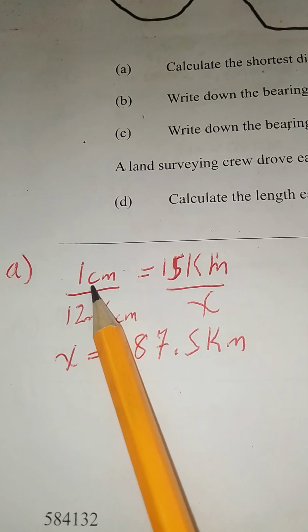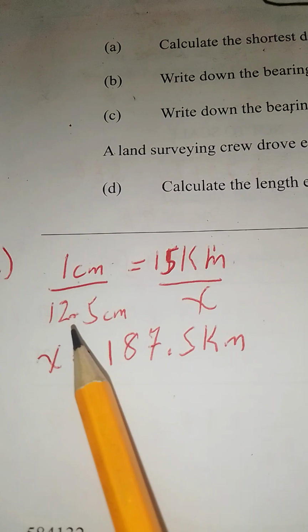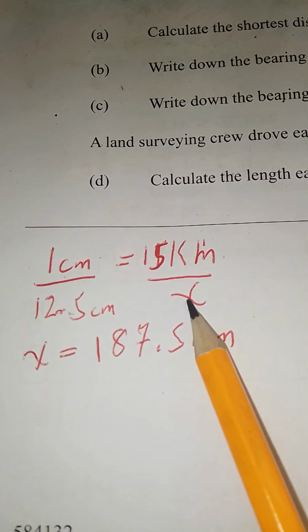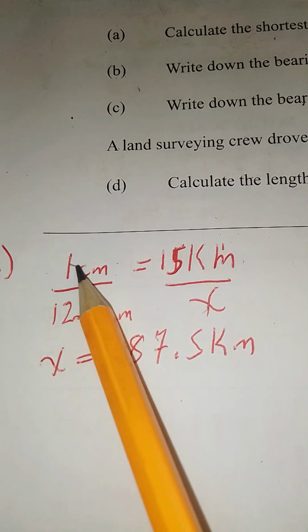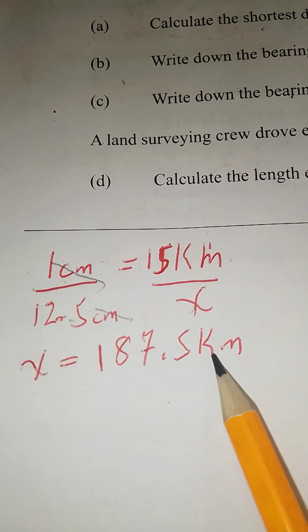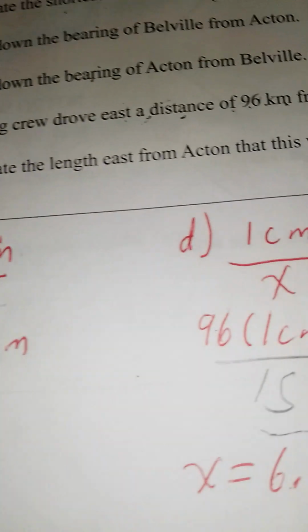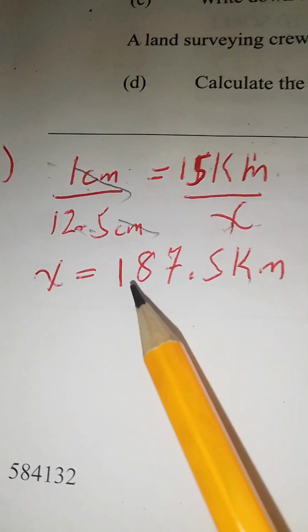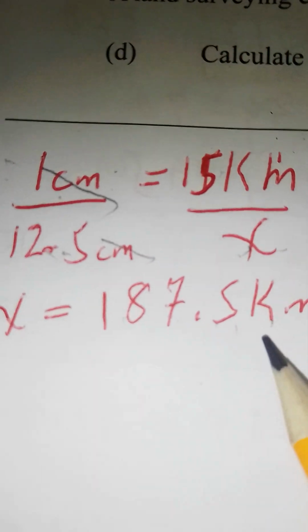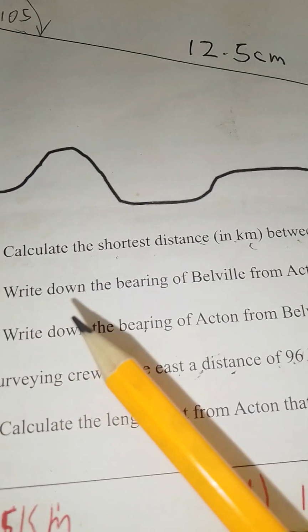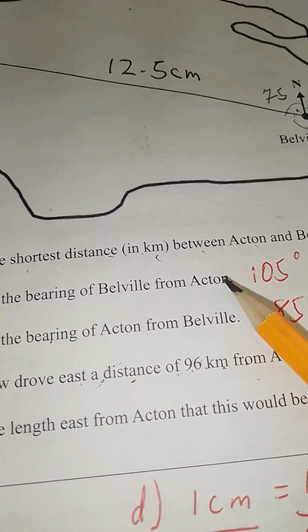Our scale is 1 centimeter is equal to 15 kilometers, right? I got 12.5 is x kilometers. Centimeters cancel with centimeters, leaving me with just kilometers. I cross multiply, get x is equal to 15 times 12.5. x is going to be 187.5 kilometers.